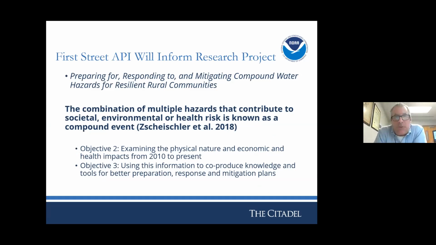So the First Street API will inform our research project, preparing for, responding to, and mitigating compound water hazards for resilient rural communities. If you don't know what a compound hazard is, it's basically the combination of multiple hazards that contribute to a societal, environmental, or health risk, and that's a compound event. And so we're really hoping that this API data will inform our second and third objectives of this project. The second objective being examining the physical nature and economic and health impacts from 2010 to present. And objective 3 being using this information to co-produce knowledge and tools for better preparation, response, and mitigation plans.